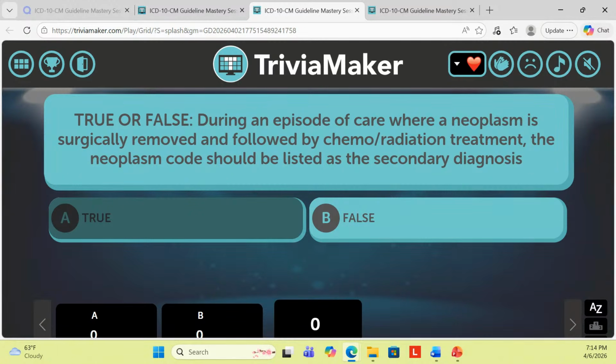It is going to be false. So if you look in the manual or in your ICD-10 book, it says that during an episode of care where the neoplasm is surgically removed and followed by chemo and radiation treatment, the neoplasm code should be listed as the principal diagnosis, not the secondary diagnosis. And so that is what makes this false.